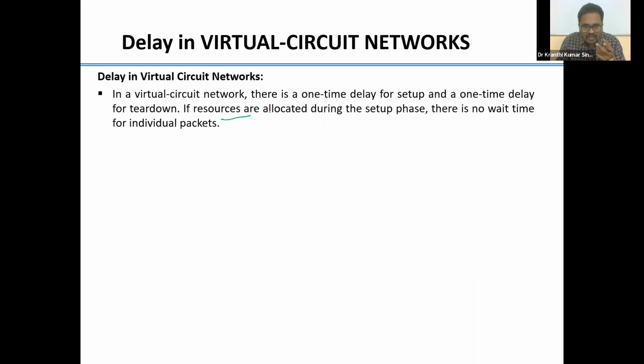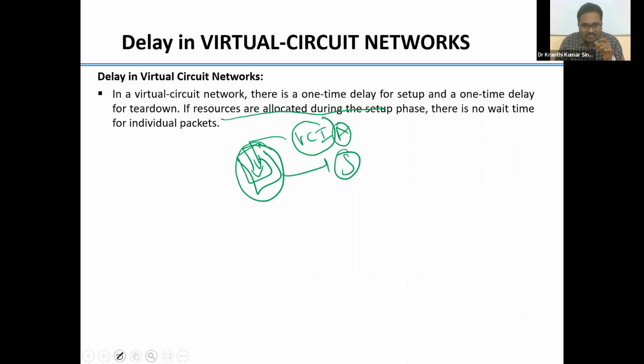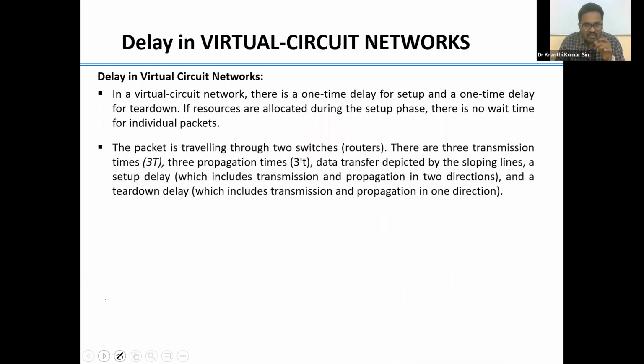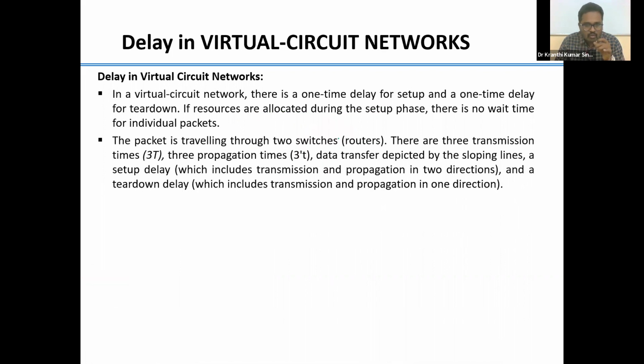If resources are allocated during setup, that is, a virtual circuit identifier is available. If the switch is available, then only this identifier is stored in the table. If the switch is not available, by that time I need to wait. When the switch is available, then only this virtual circuit identifier is stored in that particular table. That particular information is then transmitted to the next switch. So the packet is traveling through two switches.